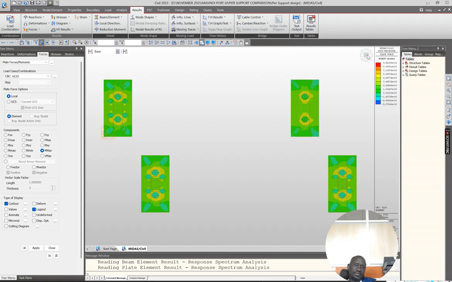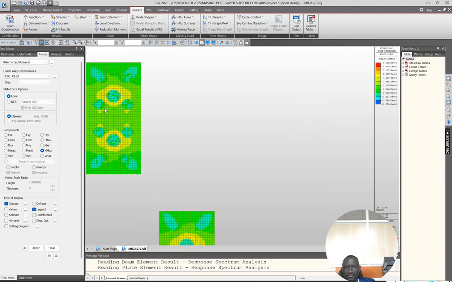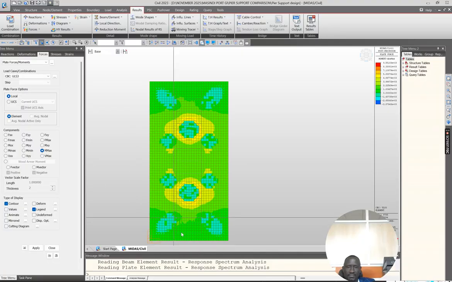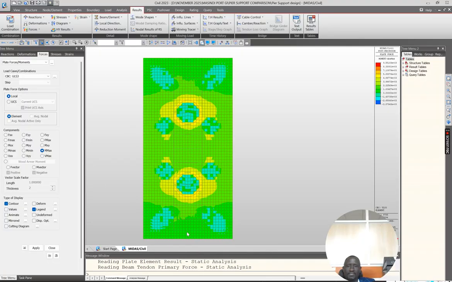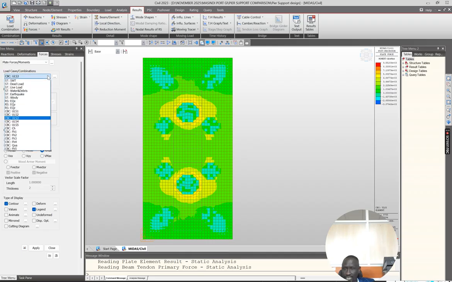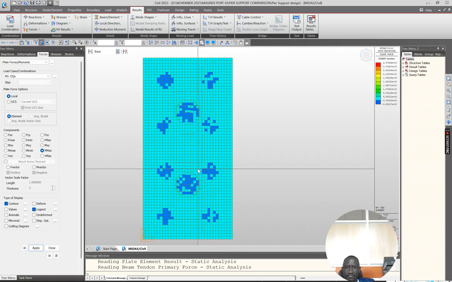So these are some of the behaviors. These are the two columns, and then these are the piles. You can see the way the pile fails here, because we are now subjected to, I think, earthquake effect. And if you look at the earthquake in the X direction, what would be the behavior of this pile cap? That is something you would have to look at.